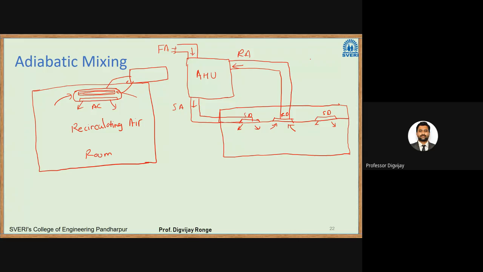Then there is another equipment which is called the fresh air handling unit, also called FAHU. Its sole purpose is to take the fresh air. So it is not taking the recirculated air, it takes only fresh air and it gives the supply air. Okay, but in this adiabatic mixing we are not considering this, we are considering an AHU.